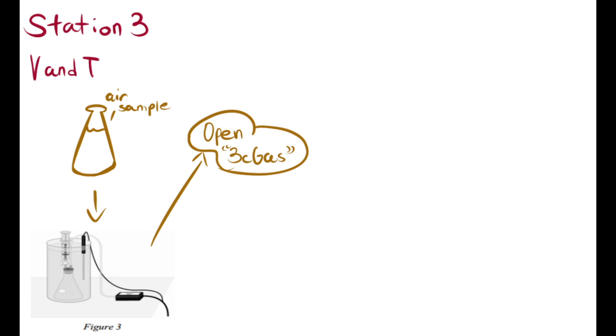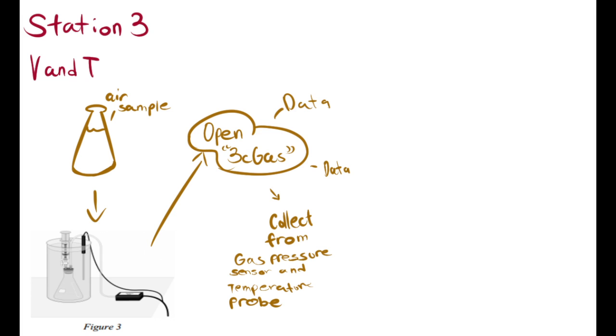We used an Erlenmeyer flask containing an air sample in a water bath with varied temperatures. We had to assemble the apparatus as shown in Figure 3. Then we had to open the file 3C gases from the Advanced Chemistry with Vernier folder. This file is set up to collect pressure and temperature data from the attached sensors using events with entry mode. This mode allows you to collect a data pair simultaneously from the gas pressure sensor and temperature probe by clicking on the button and entering a value for the volume.